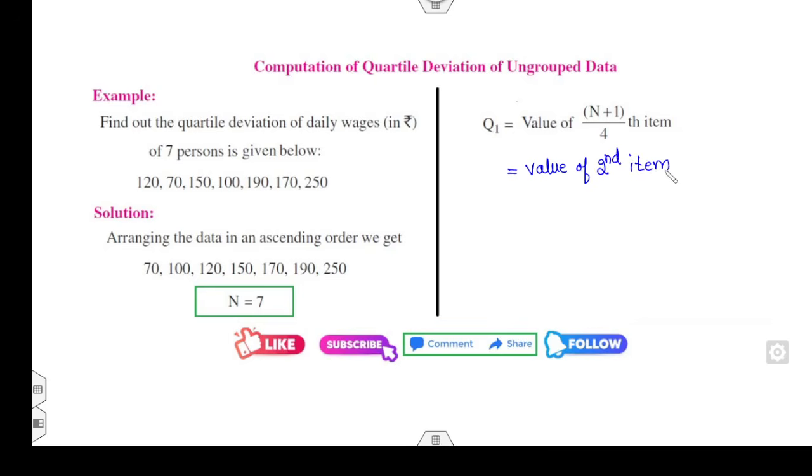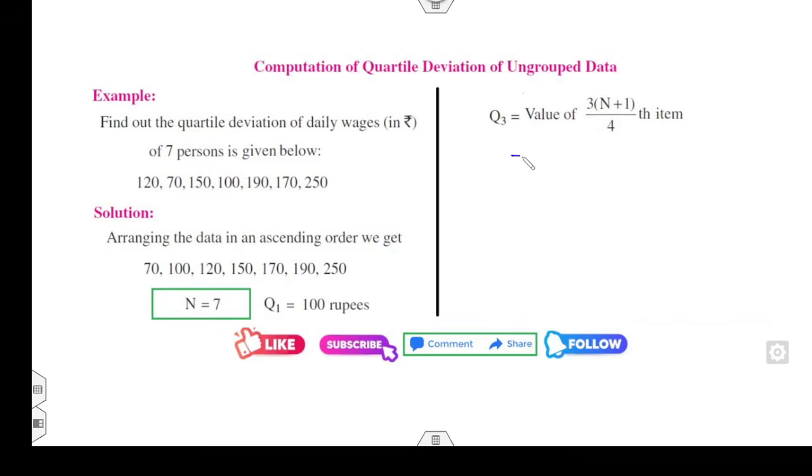Now look at the data which you have arranged in ascending order. What is the second item? The second item is 100. So your Q1 is 100. Because the dimension is rupees, you have to mention that. If you do not mention it, your marks will be deducted.